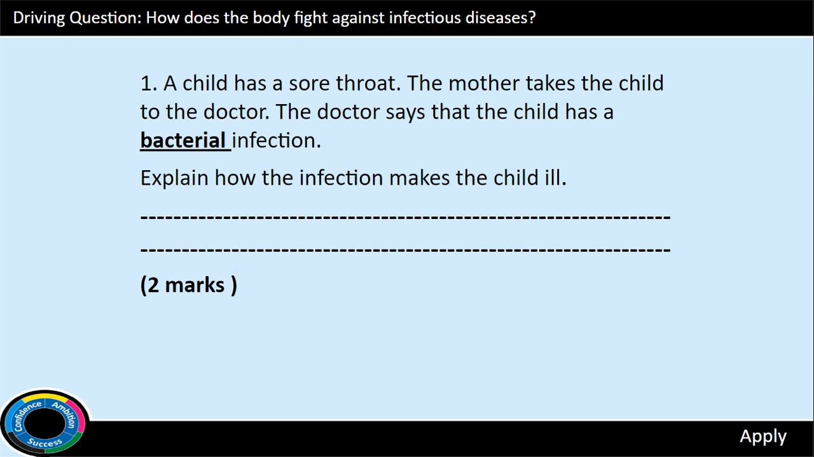What does bacteria produce, based on the last lesson? What do pathogens produce? What does bacteria produce? So, I'm going to ask you to pause the video and try to attempt this question. It's a 2-mark question. So, therefore, 2 bullet points are essential for this answer.